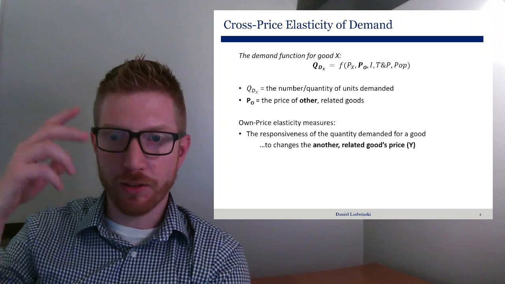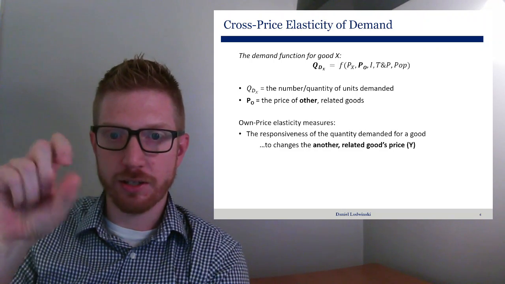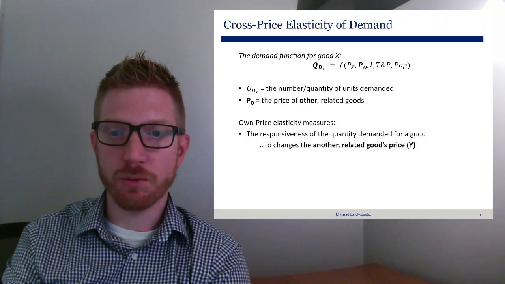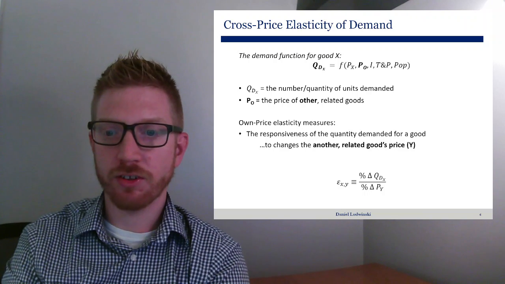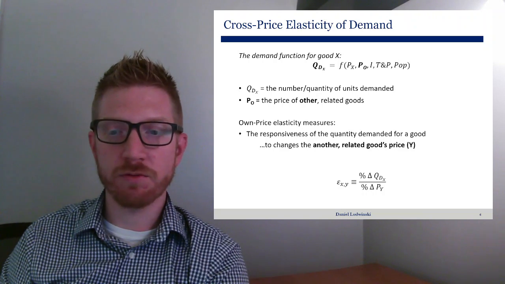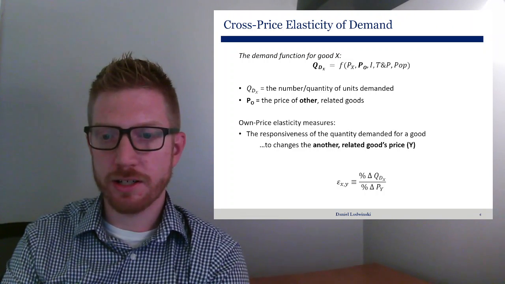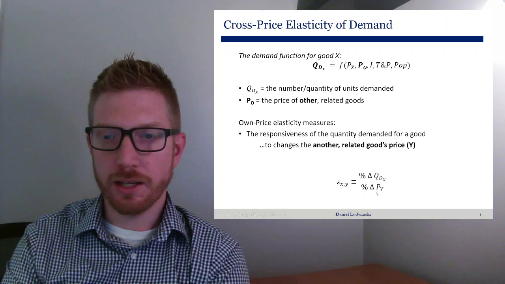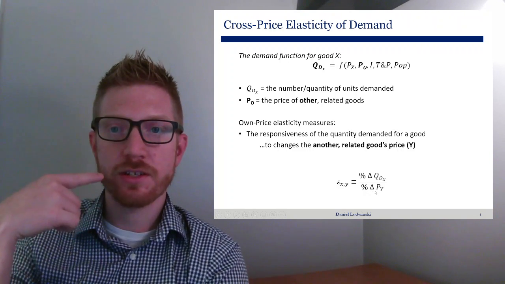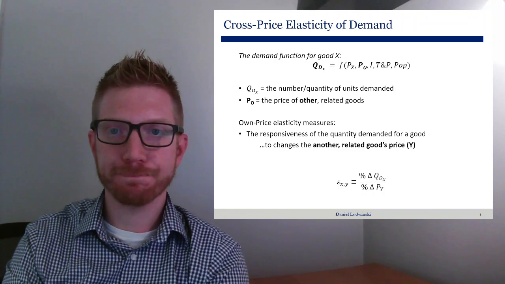Where we have the other goods, what we're looking at for own price elasticity is the responsiveness to its own price. For cross-price elasticity, we're looking at the responsiveness to another good's price. So you can see our elasticity formula, instead of featuring the price of the own good in the numerator, we have the percentage change in the price of some related good, which we'll label Y.